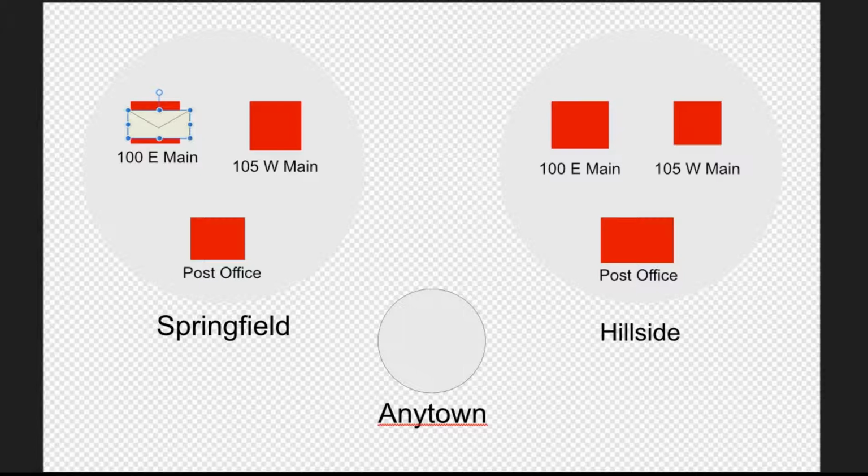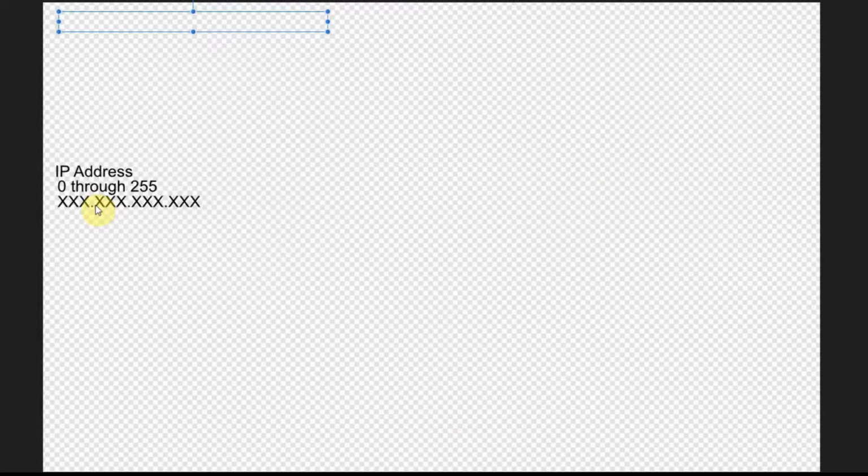So now I'm going to make the towns vanish, and we'll set up the network. An IP address is built using 4 different values separated by decimal points, and these values can be anywhere from 0 through 255. Some of these numbers will represent the city, and some of them will represent the device.